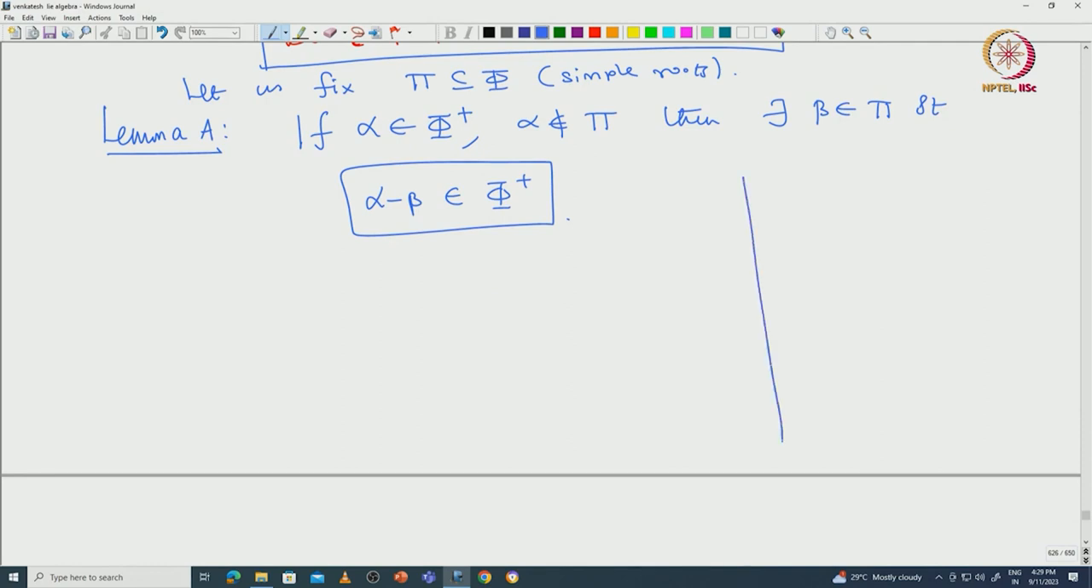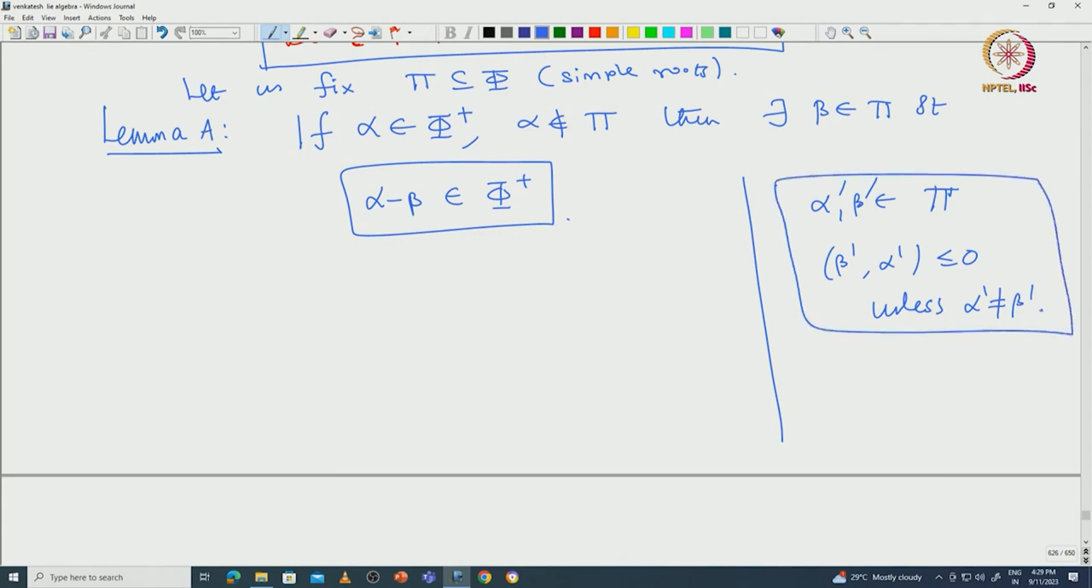Recall from our earlier discussion. We observed that the elements of Π make obtuse angles between them. So, any two elements α' and β' in Π satisfy (β', α') ≤ 0 unless α' is equal to β'. This is what we observed. We also observed one more thing.